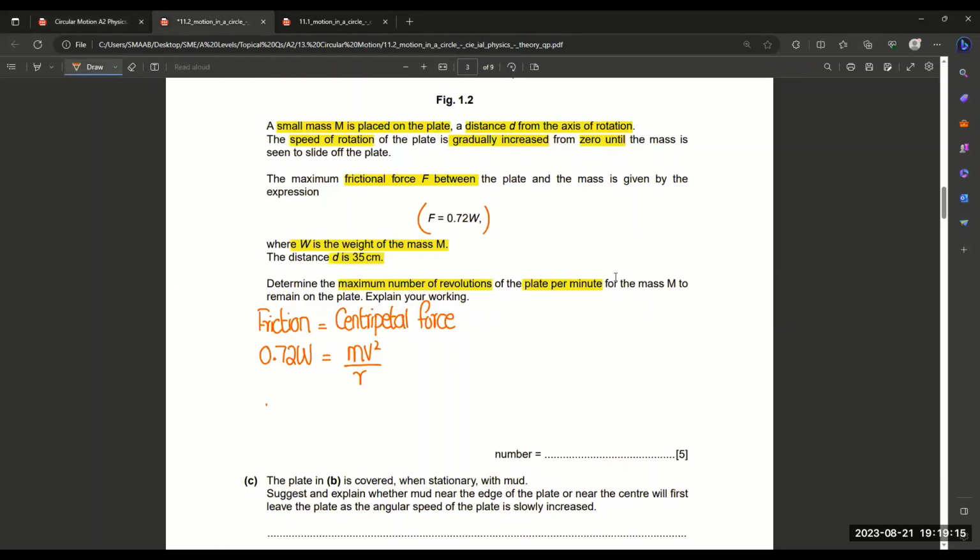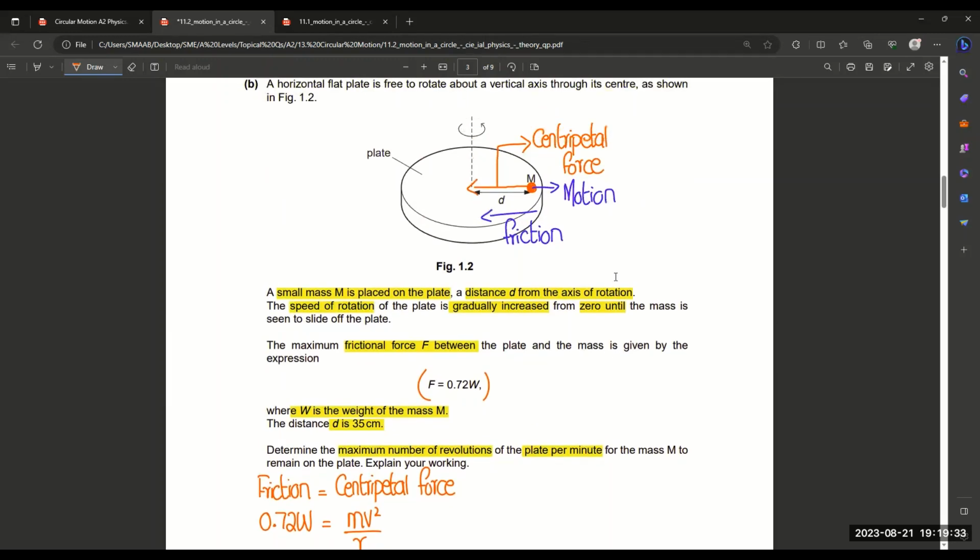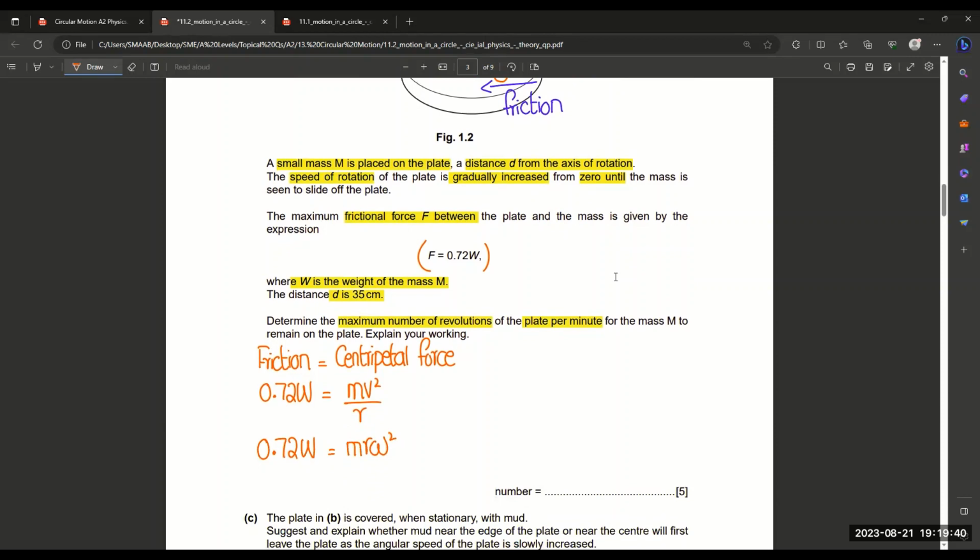So we can write it as 0.72 W is equal to m r omega square, right? And we know that in our question, d gives you the concept of r, because d is the radius in this question. So we just replace r with d, or we can simply use that value. We don't need to replace it again and again. We know that r is actually equal to d.